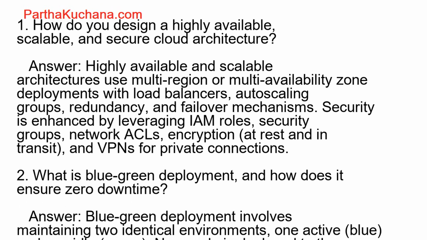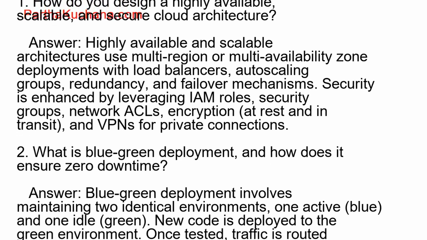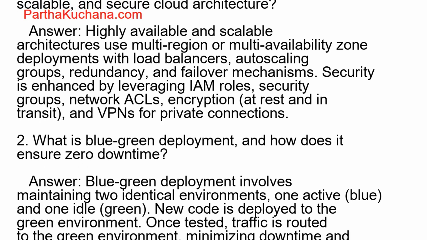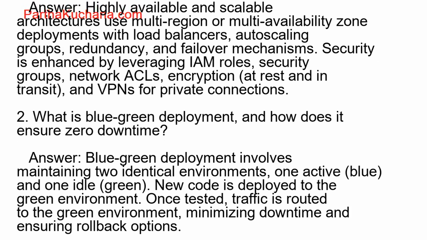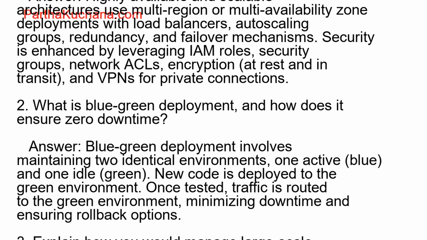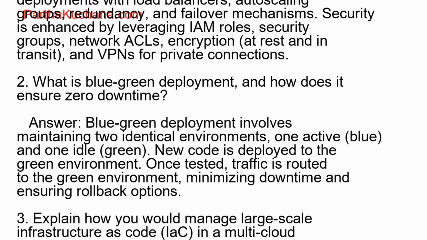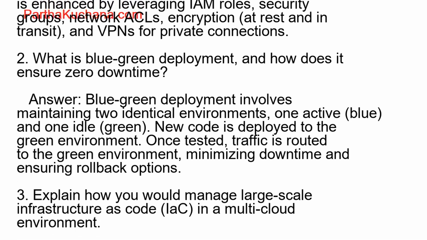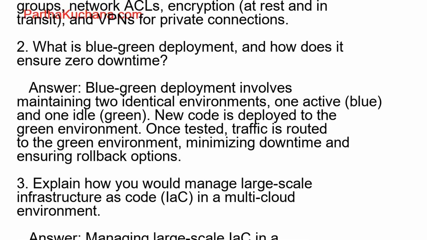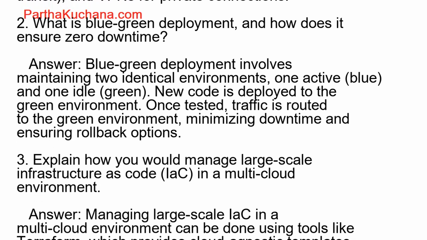3. Explain how you would manage large-scale infrastructure as code, IaC, in a multi-cloud environment. Answer. Managing large-scale IaC in a multi-cloud environment can be done using tools like Terraform, which provides cloud-agnostic templates. Version control systems like Git ensure consistency, and modular design principles help with reusability. CI/CD pipelines ensure the automation of deployments.